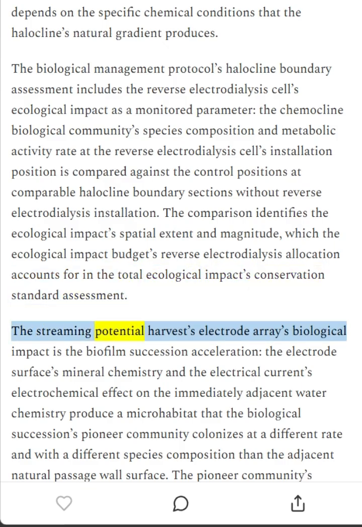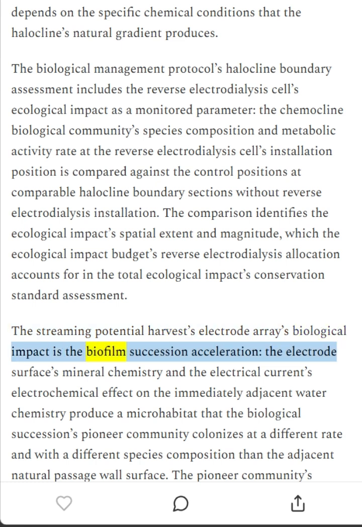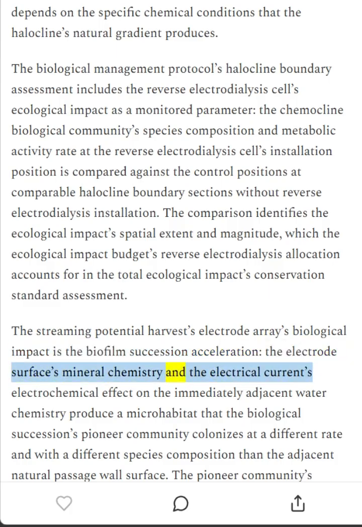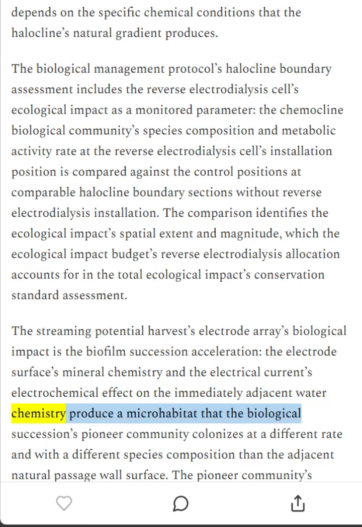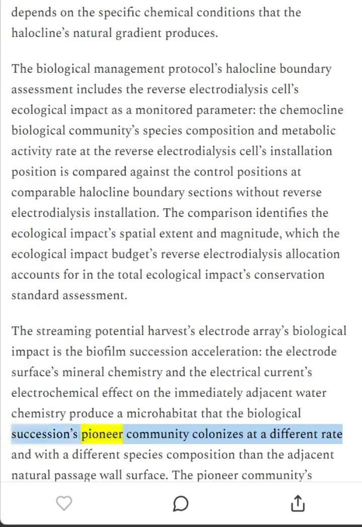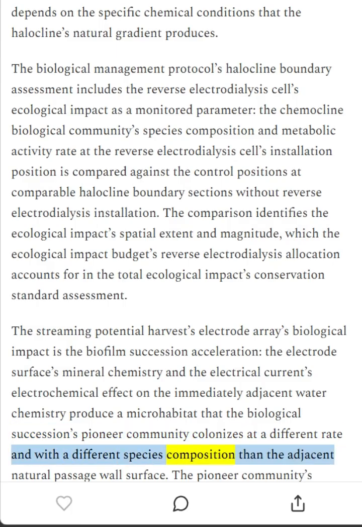The Streaming Potential Harvest's Electrode Array's biological impact is the biofilm succession acceleration. The electrode surface's mineral chemistry and the electrical current's electrochemical effect on the immediately adjacent water chemistry produce a microhabitat that the biological succession's pioneer community colonizes at a different rate and with a different species composition than the adjacent natural passage wall surface.